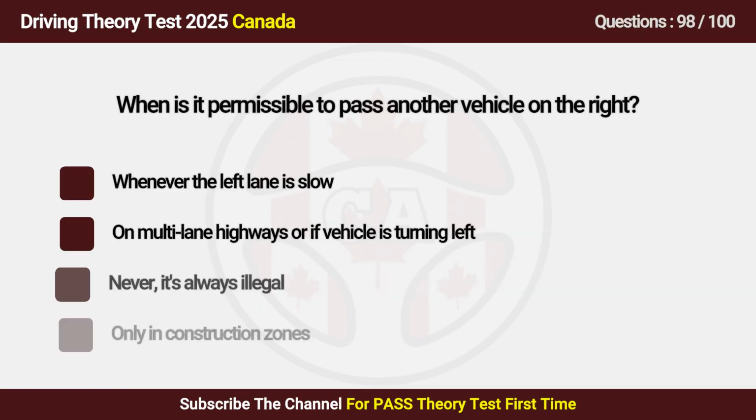Question 98. When is it permissible to pass another vehicle on the right? A. Whenever the left lane is slow. B. On multi-lane highways or if vehicle is turning left. C. Never, it's always illegal. D. Only in construction zones.